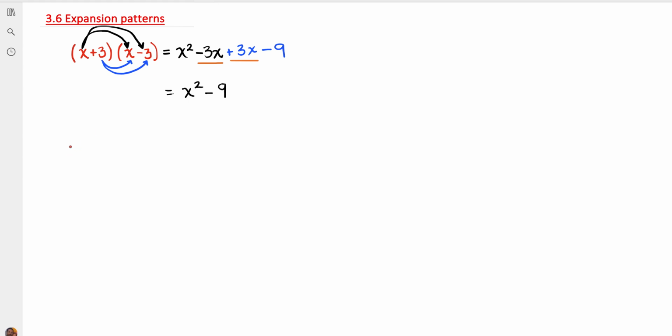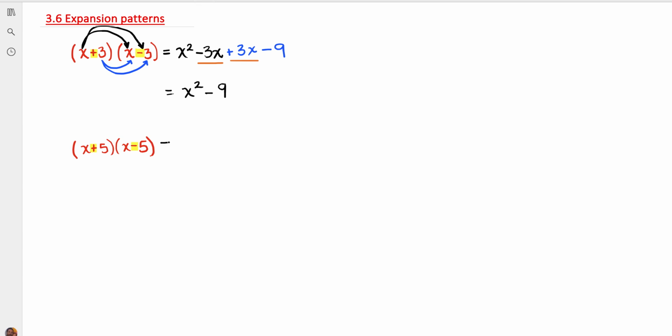Let's do another one down here. So let's do x plus 5 times x negative 5. I want you to see that I'm doing the same thing as in here. The first bracket is positive, and the second one is subtracting or taking away. In this one, again, I have a positive here and a subtraction here. Okay, let's do this one.